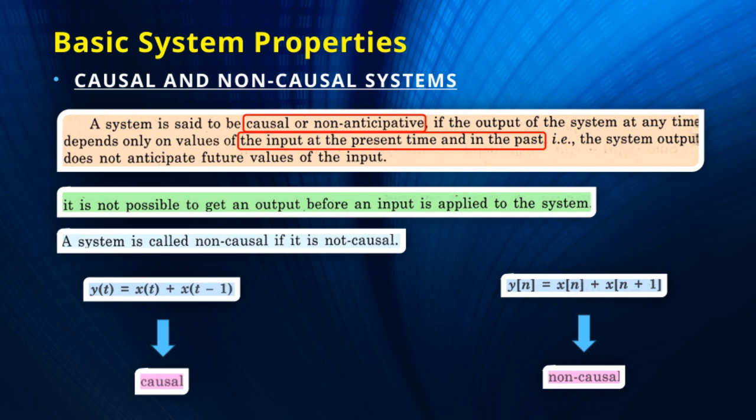Now, moving on to basic system properties, these are the key characteristics that help us understand and classify different systems. These properties include causality, memory, linearity, time invariance, and stability. Each of these plays a vital role in determining how a system behaves and how we can analyze or design it effectively. Understanding whether a system is causal or non-causal, along with these other properties, allows us to predict its behavior, optimize its performance, and ensure it meets the desired specifications. Remember, these properties are interconnected and form the foundation of system analysis and design.